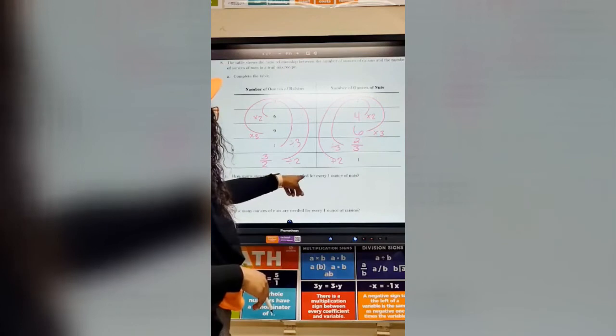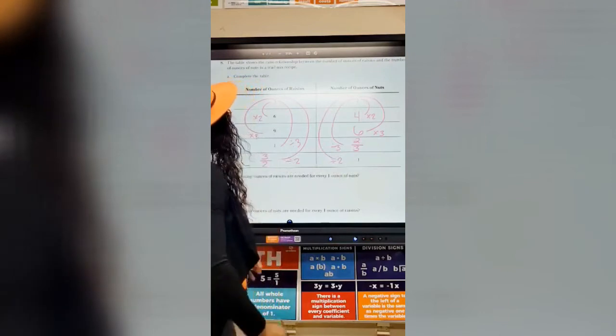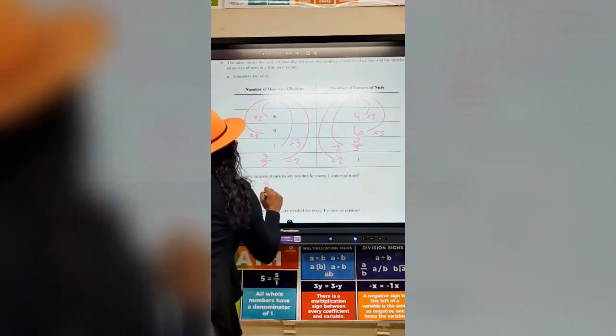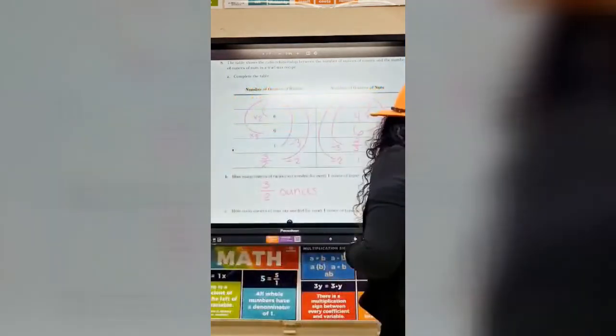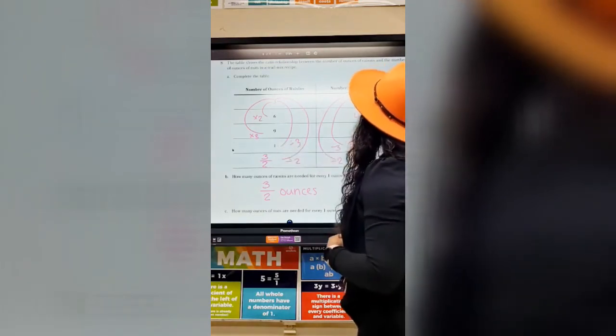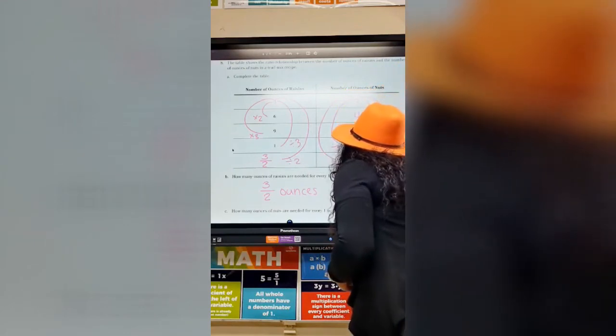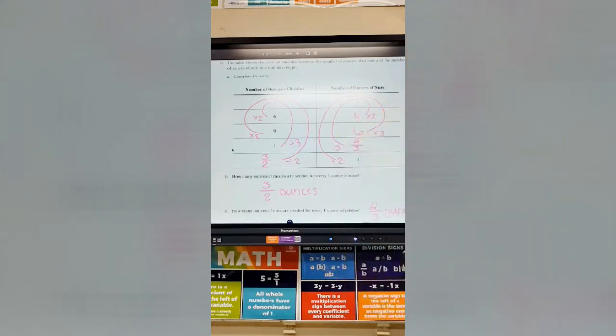So how many ounces of raisins are needed for every 1 ounce of nuts? So ounces of nuts, 1. So I need 3 halves ounces of raisins, okay? 3 halves ounces of raisins. And then how many ounces of nuts are needed for every 1 ounce of raisins? So I go over here to 1 ounce of raisins, and I see that I need 2/3 ounces of nuts for every 1 ounce of raisins. And that completes number 8.